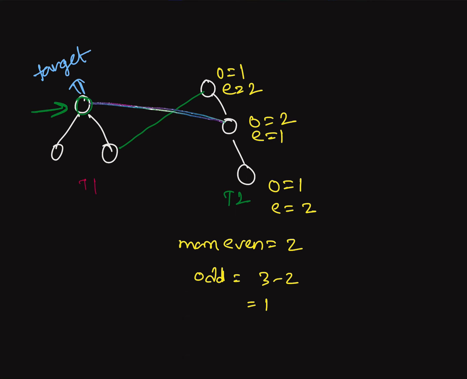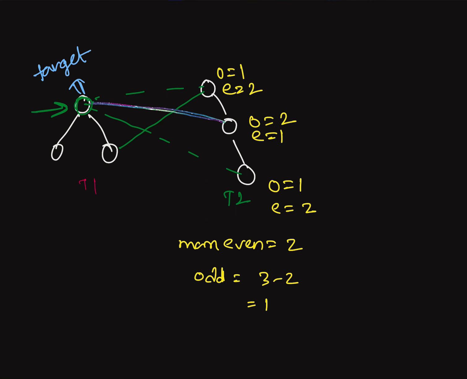I am trying to find out, this is our target node, how many nodes there are at an even distance from this node, correct? Now I can connect any node from this tree to this node. I can connect this node to this node, correct? Now what node actually do I have to connect?